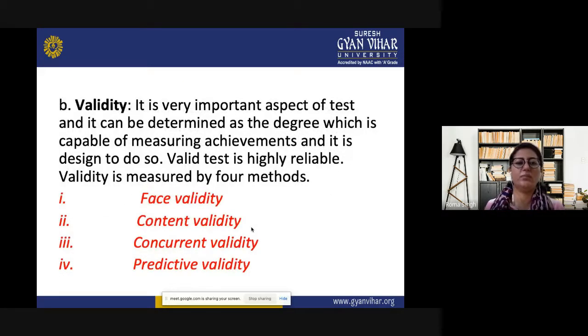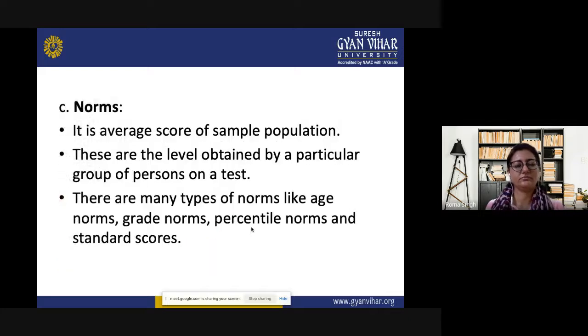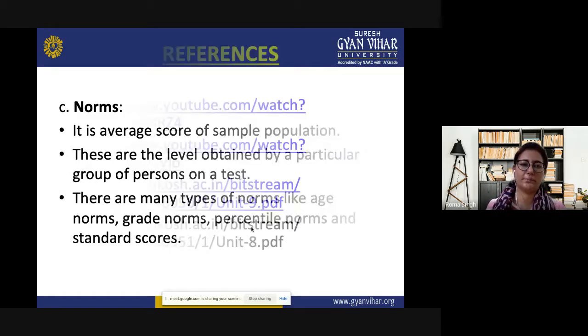Then validity is a very important aspect, because a test is reliable if it is valid. It can be established by four methods: face validity, just looking at the content; content validity, looking deeper into the content; concurrent validity; and predictive validity, whether it will be useful or not. Norms are the average score of the sample population. These are the levels obtained by a particular group of persons on a test. There are many types of norms like age, grade, percentile, or any kind of standard scores.